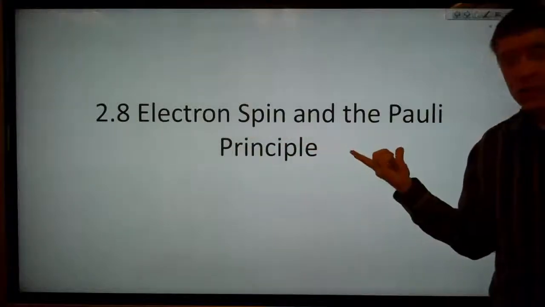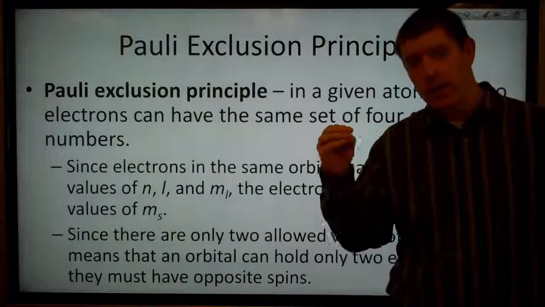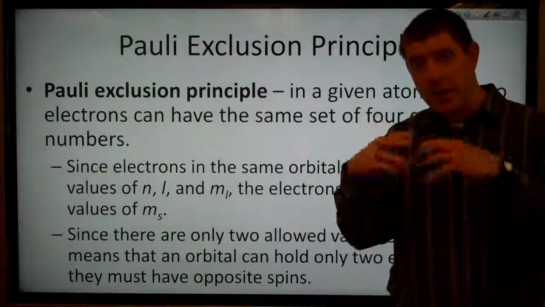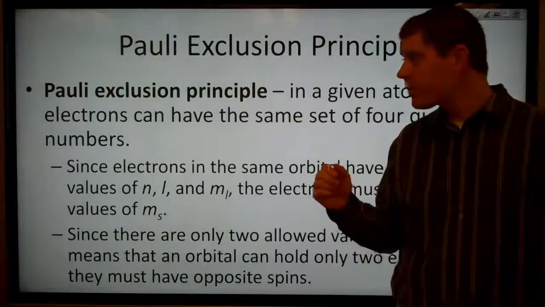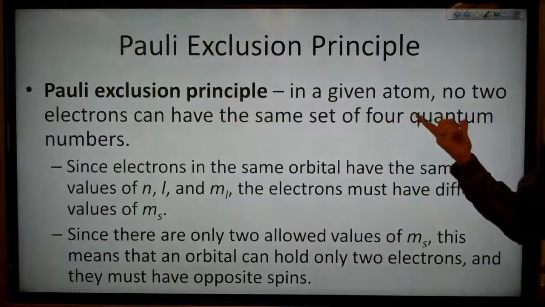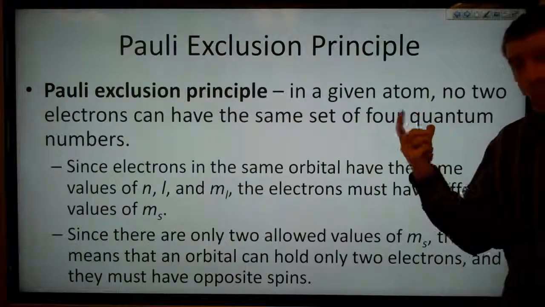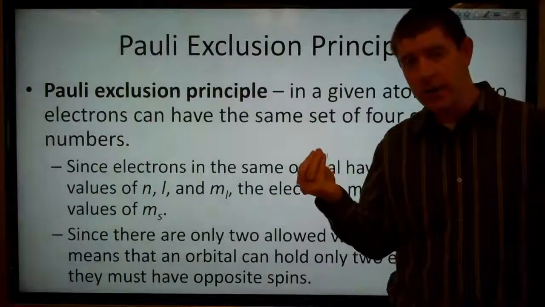Welcome to electron spin and the Pauli principle. So we've already talked a little bit about the fact that electrons have this magnetic spin associated with them. Now, the Pauli exclusion principle says that in a given atom, no two electrons can have the same set of 4 quantum numbers. So remember, the quantum numbers describe the state of an electron within an atom.